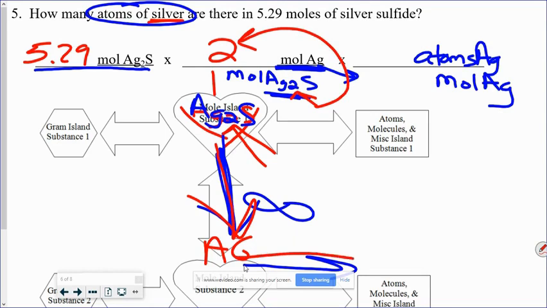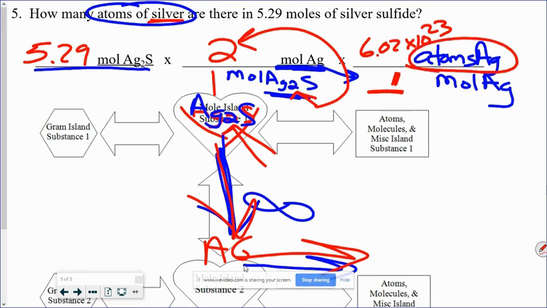When we're going over to atom island, 6.02 times 10 to the 23rd comes into play. We always put that with the atom, 6.02 times 10 to the 23rd. Because if we put it right here, that'd be a mole of moles, which would be a very huge number. So 1 is going to go with moles of silver sulfide. All the labels cancel out except for our label of atoms of silver.